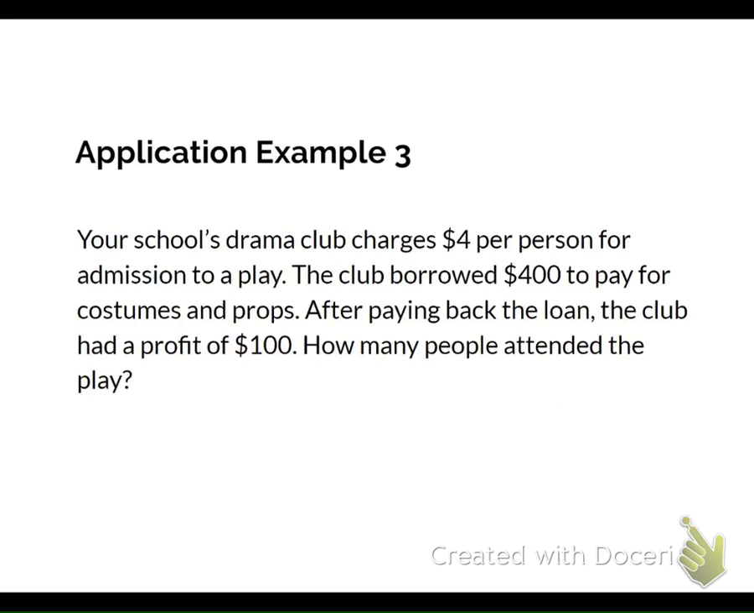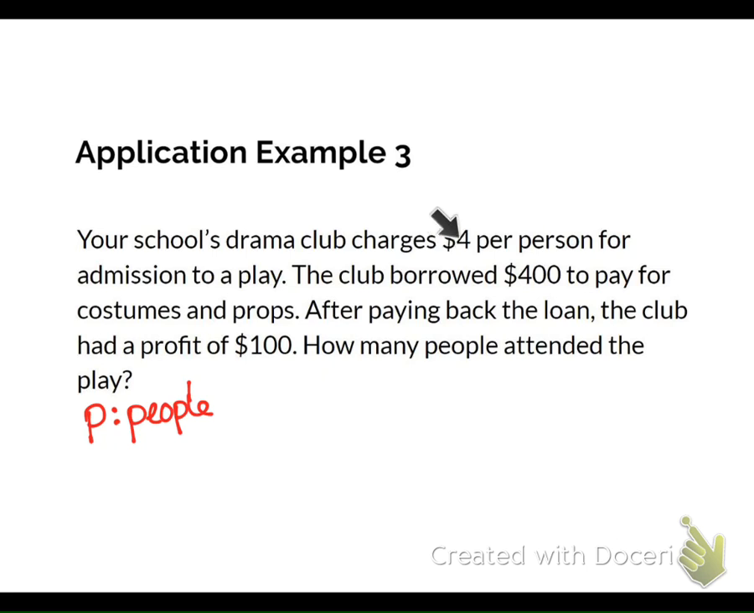All right. Number 3, your school's drama club charges $4 per person for admission to a play. The club borrowed $400 to pay for costumes and props. After paying back the loan, the club had a profit of $100. How many people attended the play? All right, so we are asked how many people attended the play. So that's our unknown. I'm going to use a variable of p. So I'll just label that right away. P is my number of people that attended.